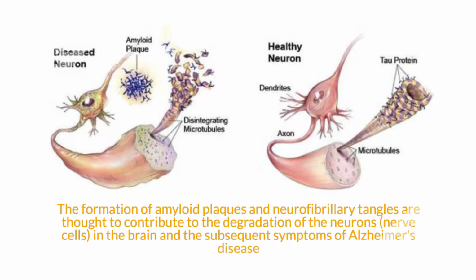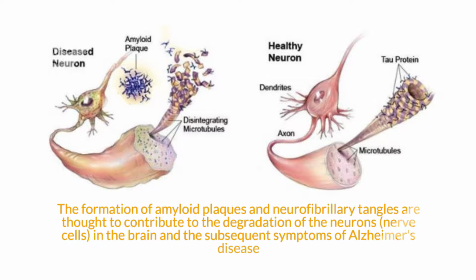Amyloid plaques are made up of beta amyloids, also known as a protein fragment, snipped from an amyloid precursor protein. In a healthy brain, these protein fragments are broken down. In Alzheimer's disease, the fragments accumulate to form hard, insoluble plaques.